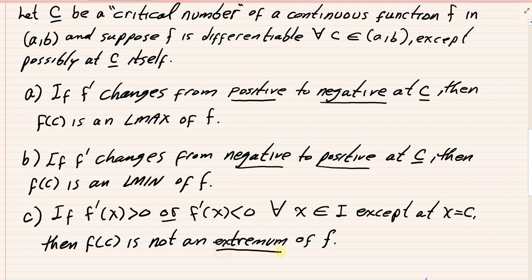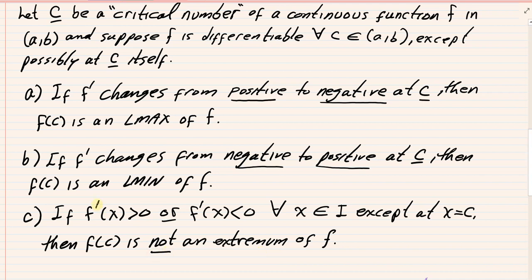Extremum. That would be individual. That's one max or one min. Extrema would be the plural of that. This is the singular form, so we're talking about a single value, f at c. That would be either a max or a minimum. In this case, it's neither.